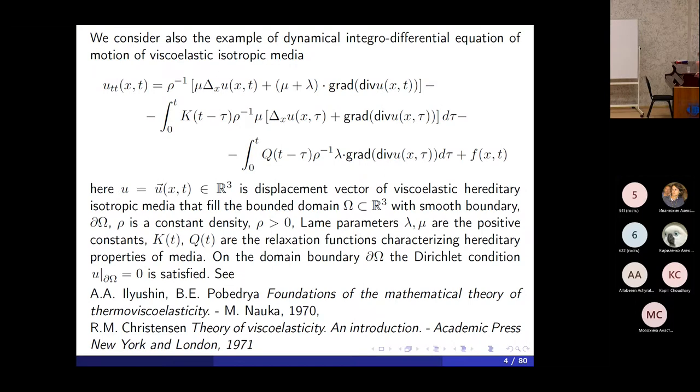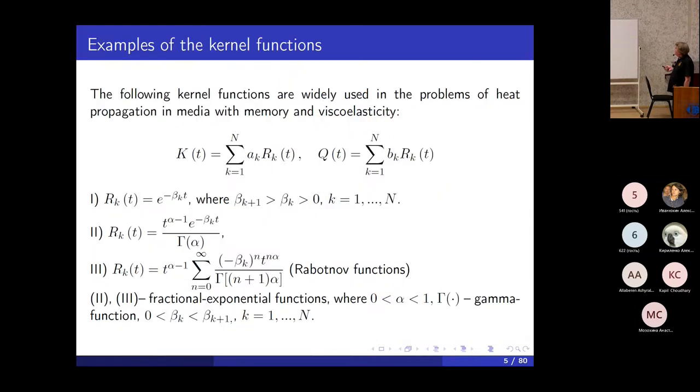Another more complicated model appears in the theory of viscoelasticity. Here you see this equation, which may be found in the monographs of Lokshin or Christensen. Let us say some words about kernels. The simplest kernel is a finite number of exponentials. More interesting is the third model, the so-called fractional exponential functions or Rabotnov functions, very popular in applications.